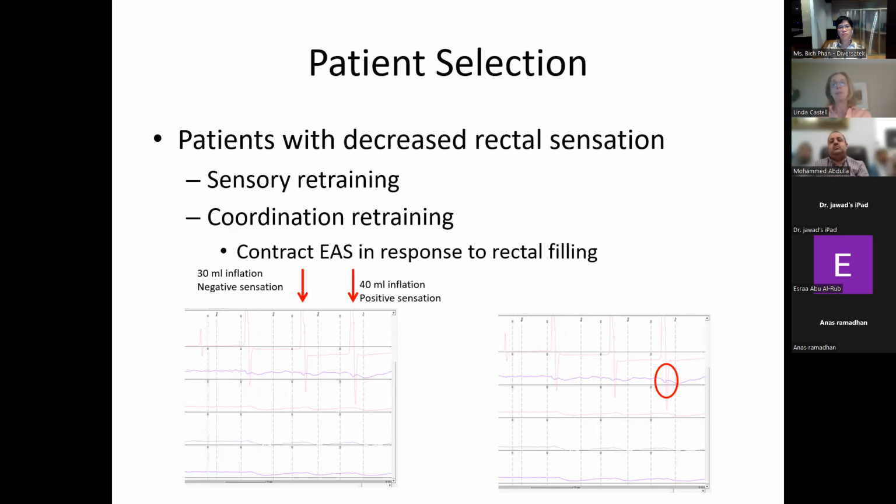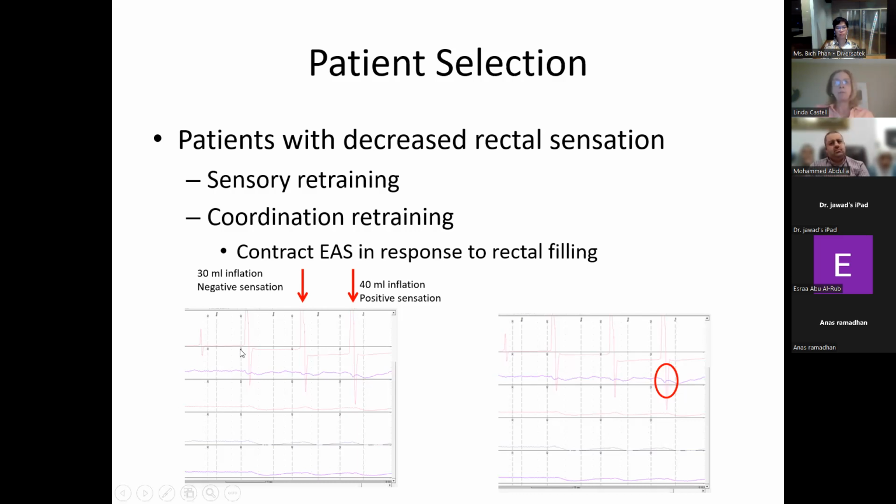And what we do at the same time is when we inflate that balloon, we want them to squeeze their external anal sphincter. So when you feel distension, you should squeeze your external anal sphincter to prevent that stool from coming down anymore. So we call it coordination retraining. They're going to feel that distension. They're going to momentarily, for about 10 seconds, squeeze our external anal sphincter and relax.